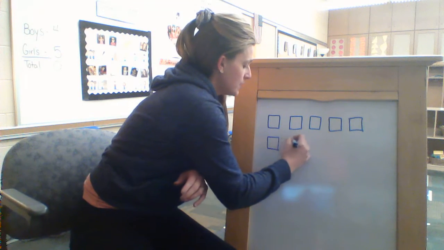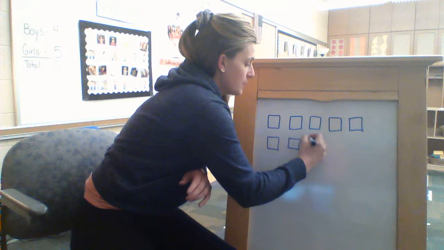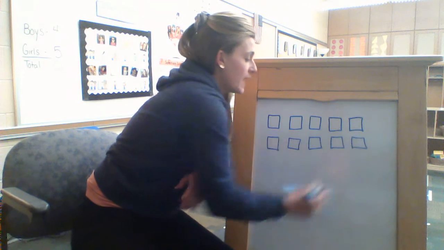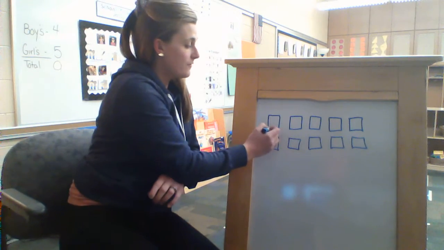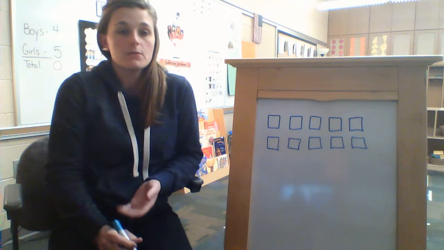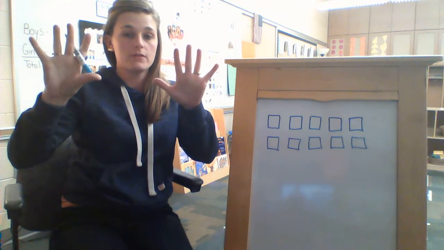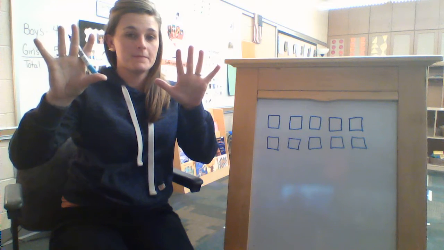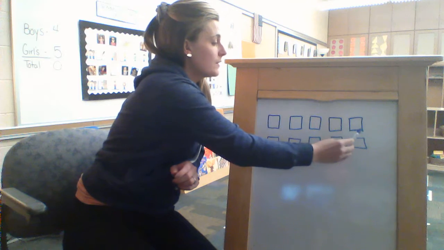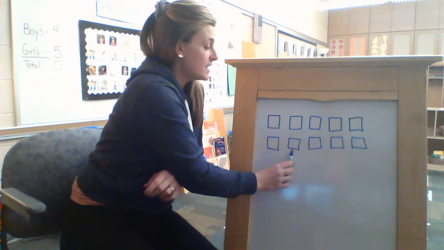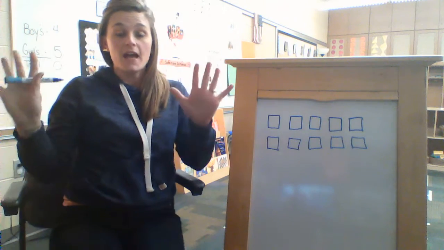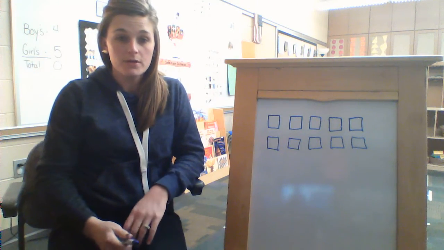1, 2, 3, 4, and 5. We have 5 and 5. Who knows what that would equal? 5 and 5. Let's count and find out. 1, 2, 3, 4, 5, 6, 7, 8, 9, 10. 10 squares are on my board.